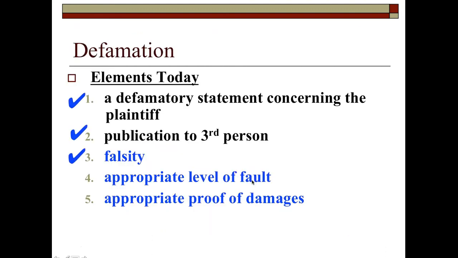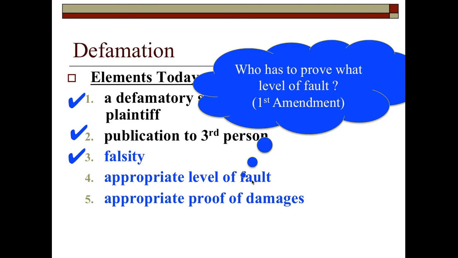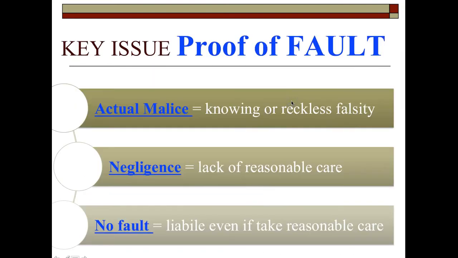So we've looked at the first three elements. Now let's look at the tough element of fault. You should realize that the First Amendment requires different plaintiffs to prove different levels of fault. Let's look at the three levels of fault. The highest level of proof is called actual malice. This means the speaker, the defendant, knows their statement is false or is reckless, doesn't care whether it's true or false, and yet goes ahead and makes it.